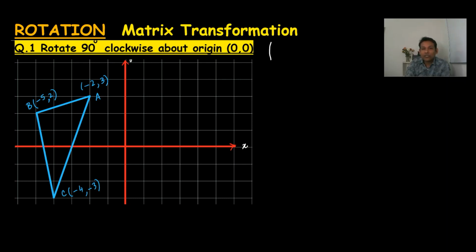First of all, we should know the matrix is 0 minus 1 and 1 0. This is the matrix for 90-degree clockwise about the origin. Please, this is fixed and we cannot change it. Okay, what's the method? This is what we do first.